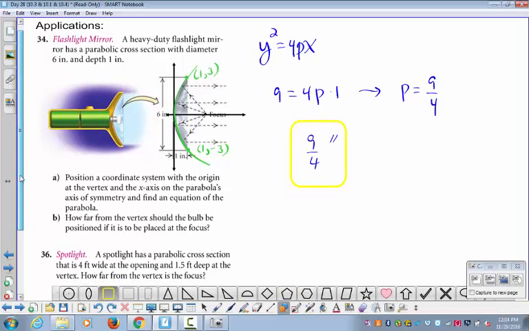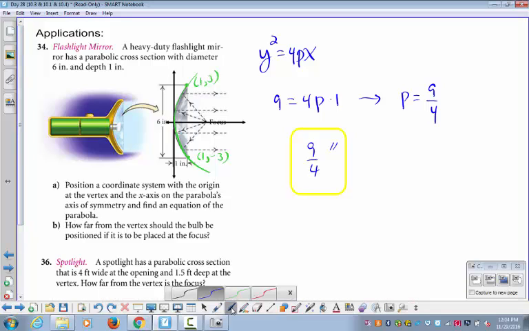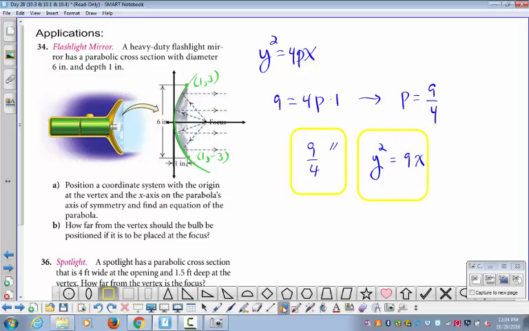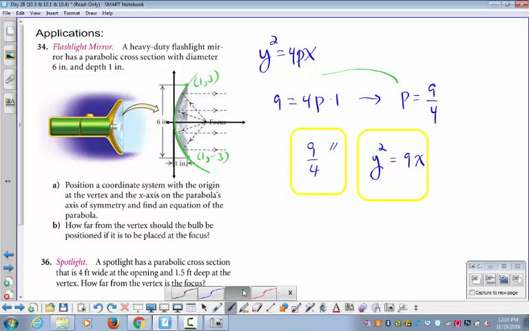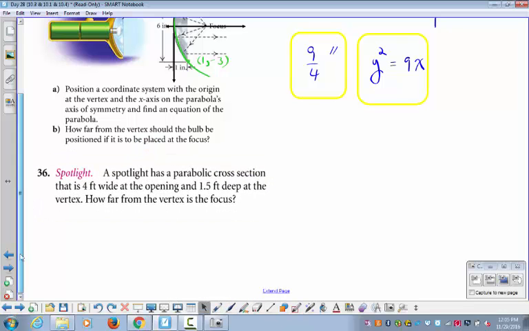All right. So we didn't finish off though. Part A also asked us to actually write the final form of the equation. So once we have p is equal to 9/4, we can plug it back in, and our final equation would be y squared equals 9x. That'll be our final equation. So once we've solved for p, we're just going to plug it back in, so we can get the standard conic form of this parabola.